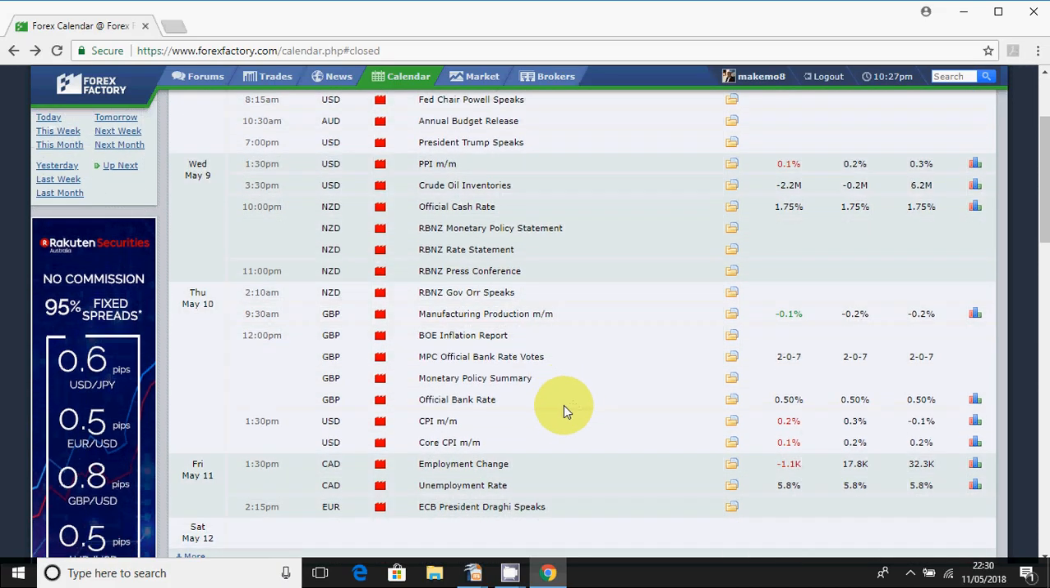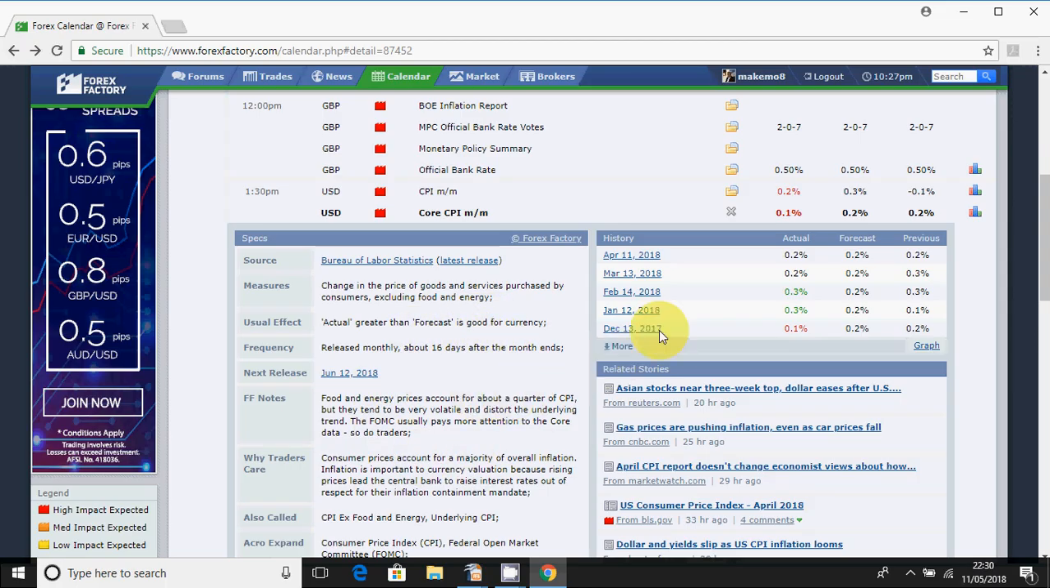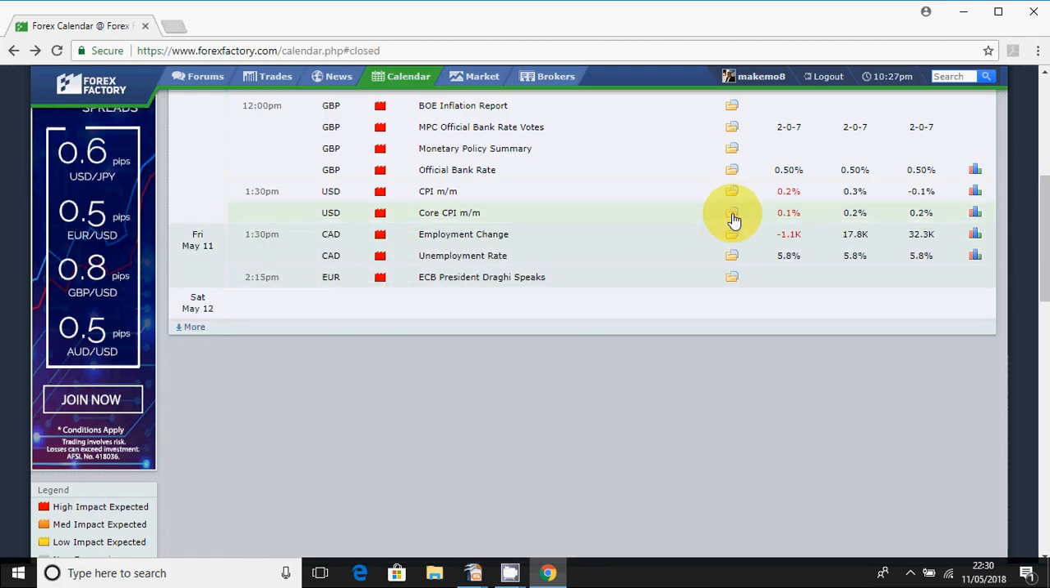So let's look at another one. Let's look at the CPI. Okay, the CPI. So that's the inflation report. So if you look at inflation report, what does it mean? The inflation report is a change in the price of goods and services purchased by consumer, excluding food and energy. If the actual is greater than expected or forecast, is good for currency. So you can read this detail. To get the detail, you can click the folder. It will tell you the detail.